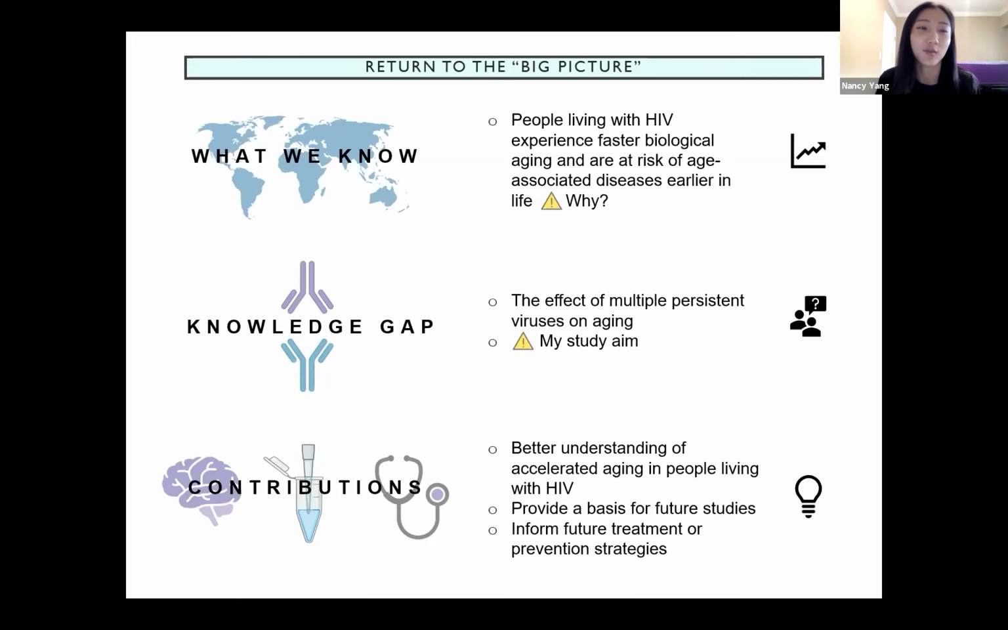And finally, the three main contributions that I hope will come out of this project are: first, hopefully we'll have a better understanding of this phenomenon of accelerated aging seen in people living with HIV. Second, I hope that it will provide a basis for future research, some of which is already being undertaken by fellow grad students in the Cote Lab. And finally, I hope that we can ultimately inform future treatment or prevention strategies to help those living with HIV in our community. With that, thank you all so much for listening, and I'm happy to take any questions.